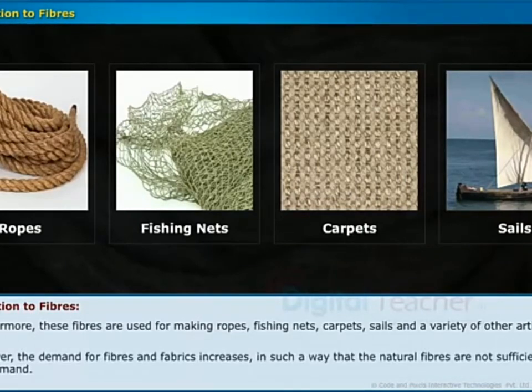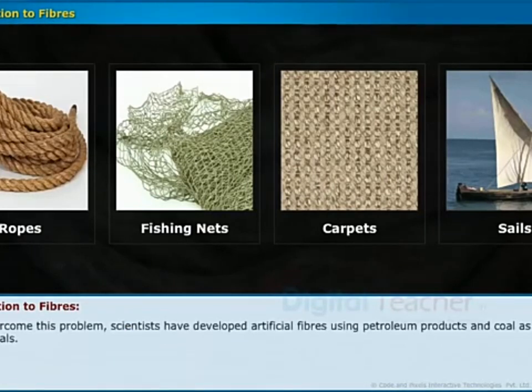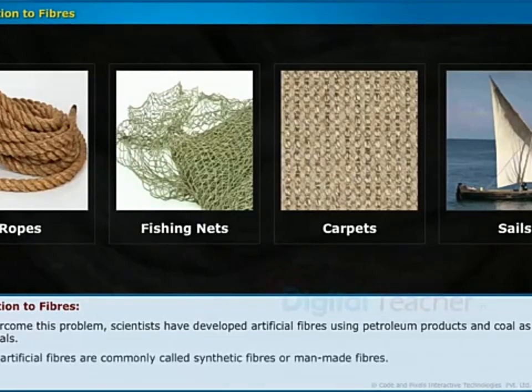However, the demand for fibers and fabrics increases in such a way that the natural fibers are not sufficient to fulfill the demand. To overcome this problem, scientists have developed artificial fibers using petroleum products and coal as raw materials. These artificial fibers are commonly called synthetic fibers or man-made fibers.